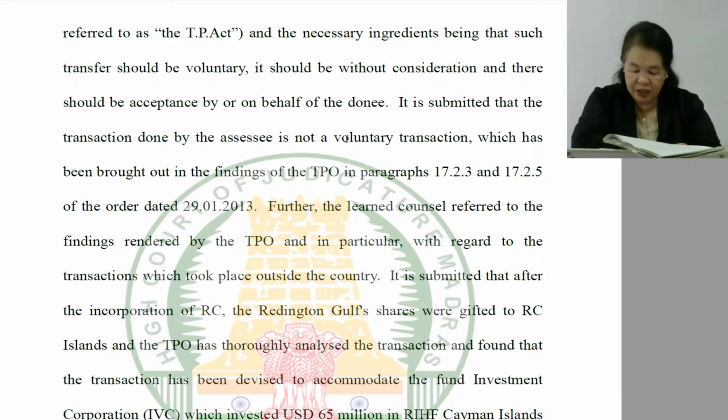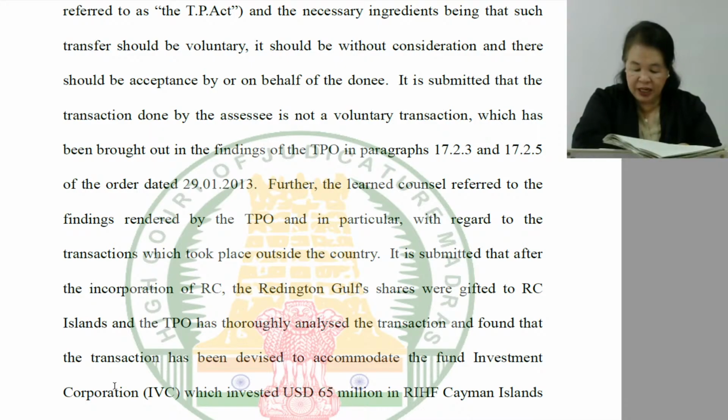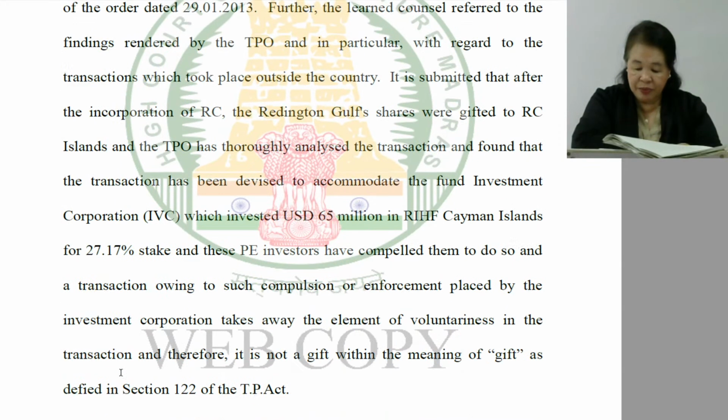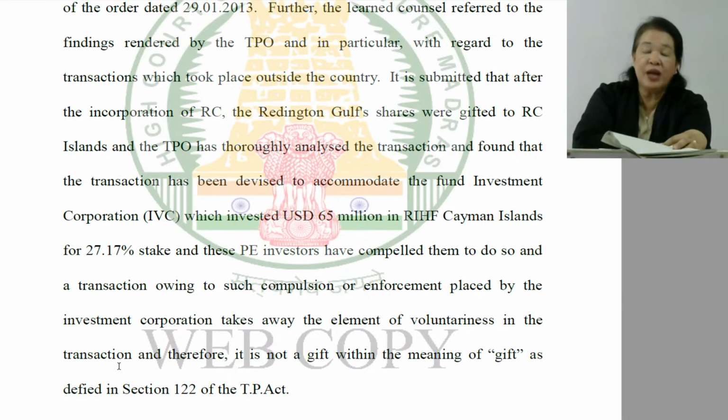So, ano yung pinag-aawayan nila dito? At saka yung nangyari pa dito na nagkaroon ng 27.17% stake ang PE investors, no? And then compel them to do so on the transaction owing to such compulsion or enforcement placed by the investment corporation takes away the element of voluntariness in the transaction. Pag sinabi mo kasi na voluntary, magiging qualified siya doon sa meaning ng gift, no? So, pinatunayan lang dito ng transfer pricing officer na hindi na voluntary yung ginagawa ng Redington, no?